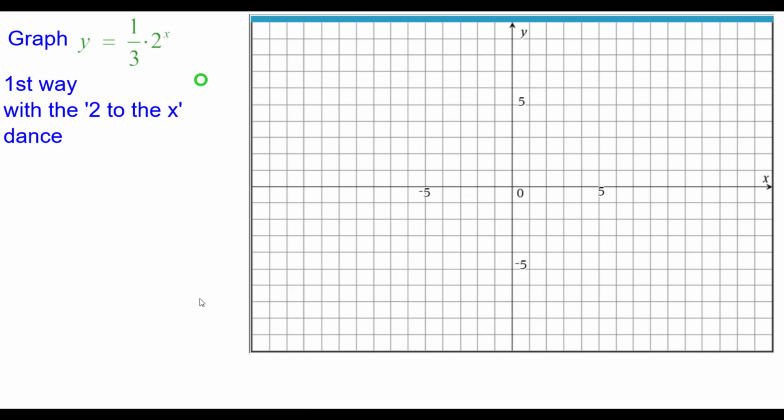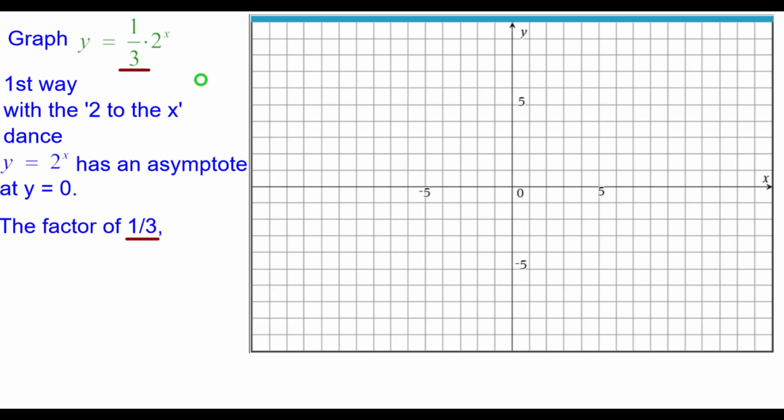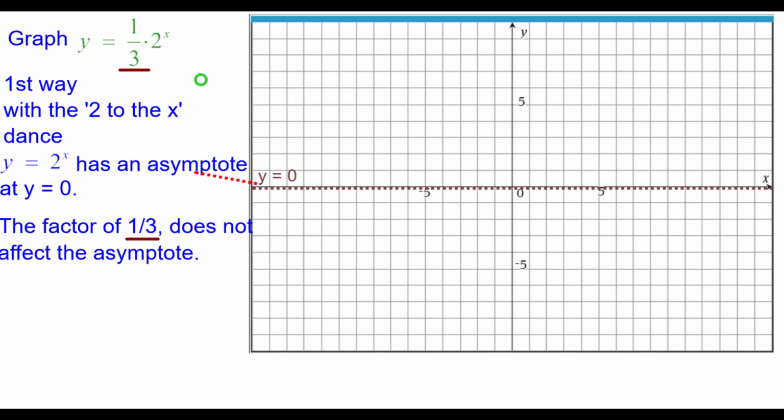The first way is with the 2 to the x dance. Y equals 2 to the x has an asymptote at y equals 0, or the x-axis. The factor of 1/3, that coefficient there, does not affect the asymptote. So we'll go ahead and draw in that asymptote at y equals 0.